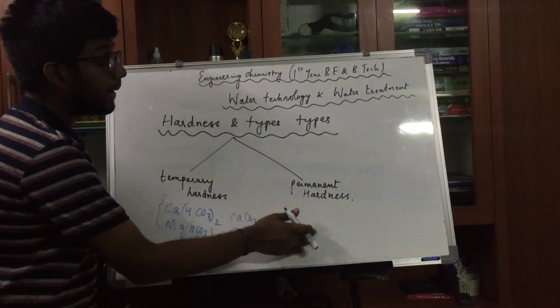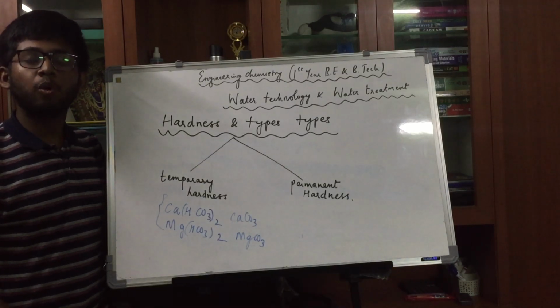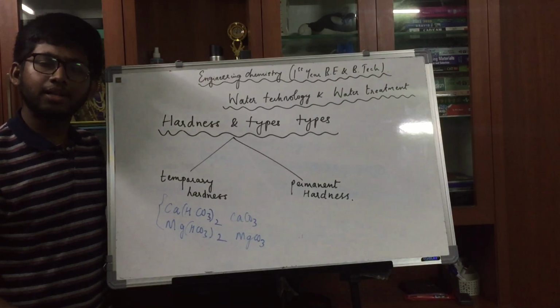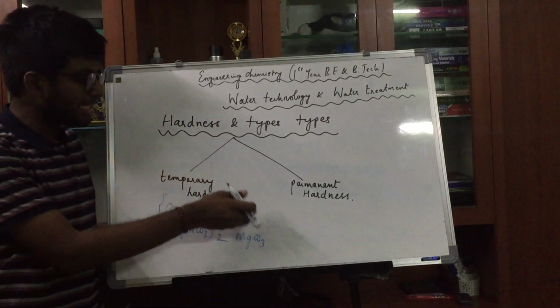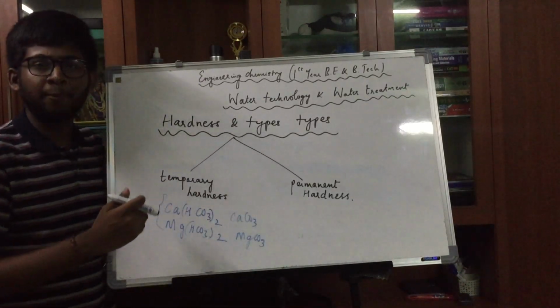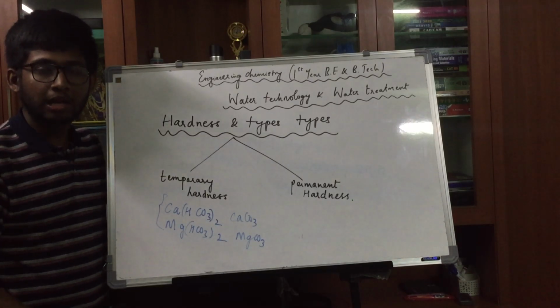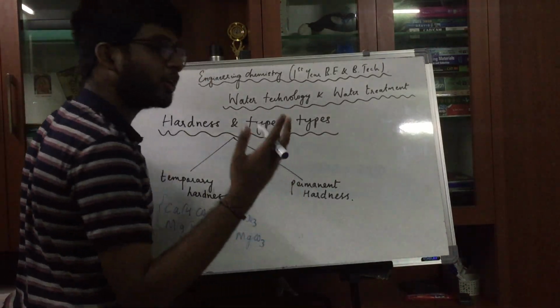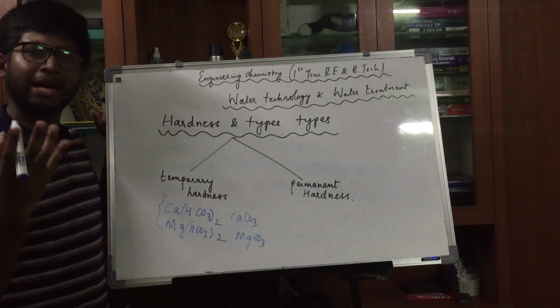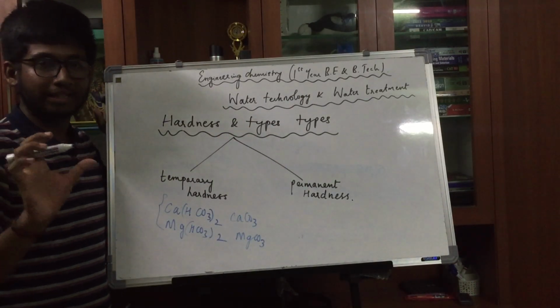Next one is supposed to be permanent hardness. So now what is permanent hardness? So permanent hardness is supposed to be such type of hardness which cannot be removed by easier means, like which is followed for temporary hardness. It cannot be removed. So now what are the salts which are responsible? So it is generally the chlorides and sulfates of calcium and magnesium. That is a generalized format.